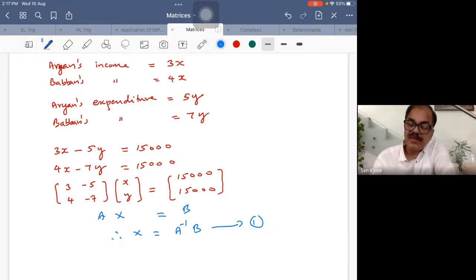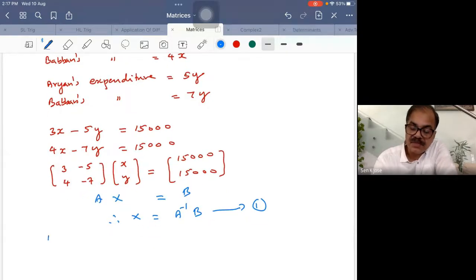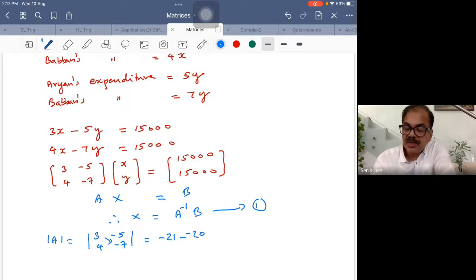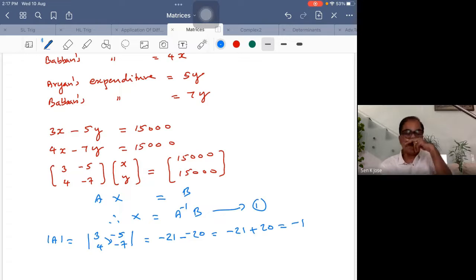And to find out A inverse, I know there are two steps. First step is to find out determinant A, which is determinant of [3, -5; 4, -7], cross multiply: minus 21 minus 20, which is minus 21 plus 20, which is minus 1. Determinant A is minus 1.